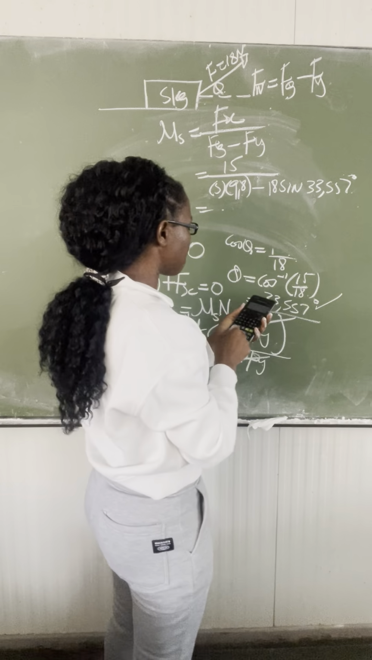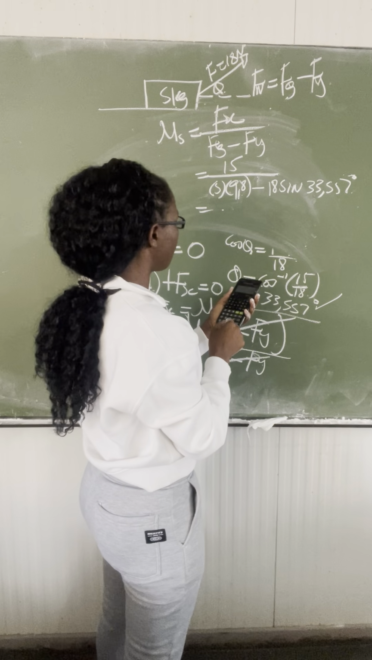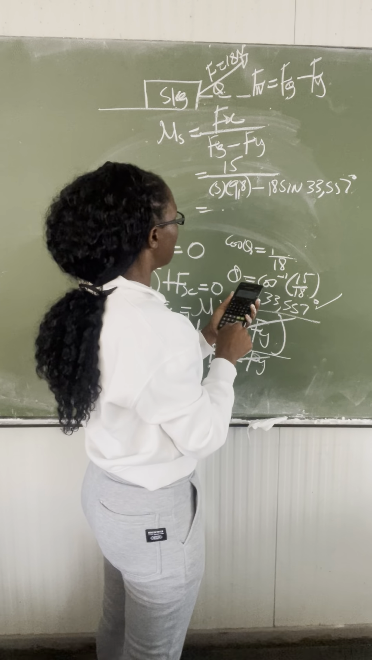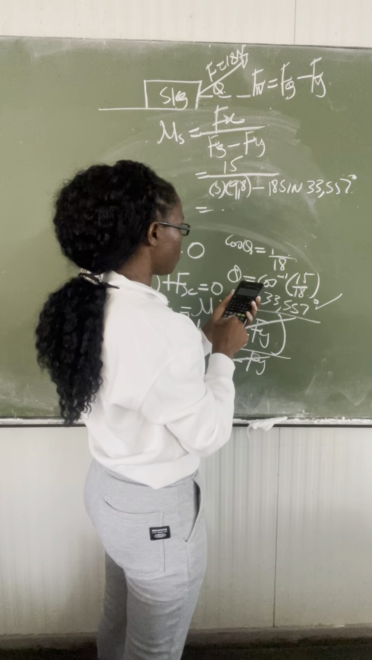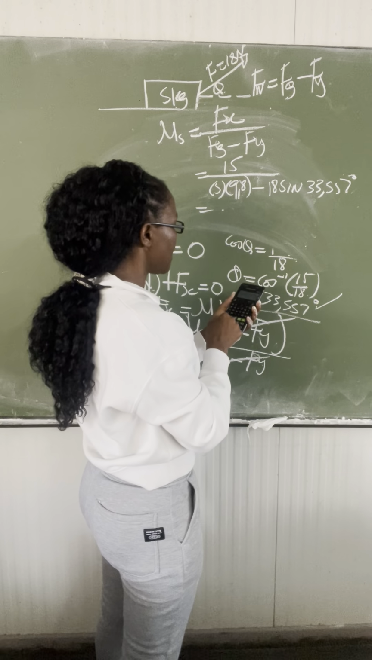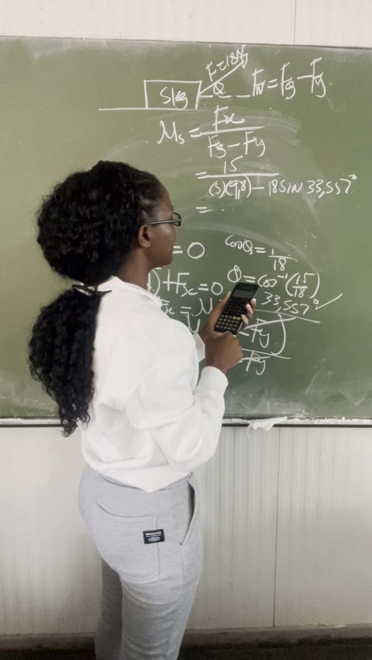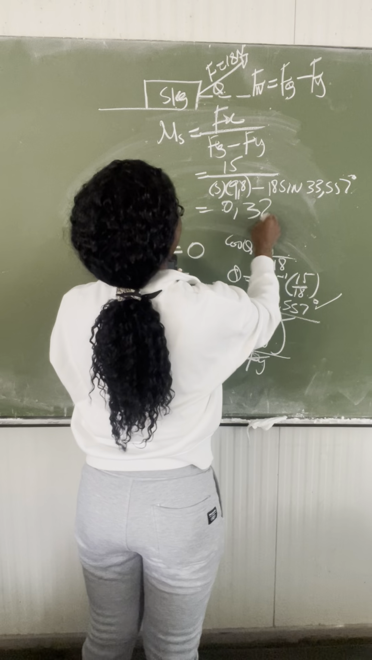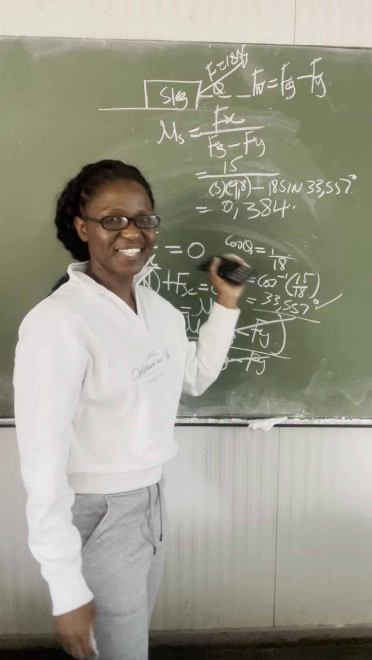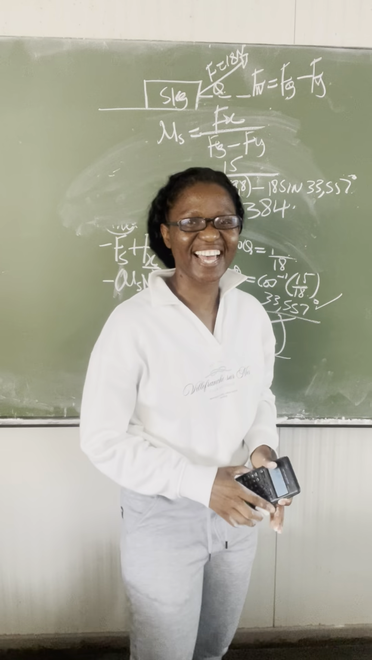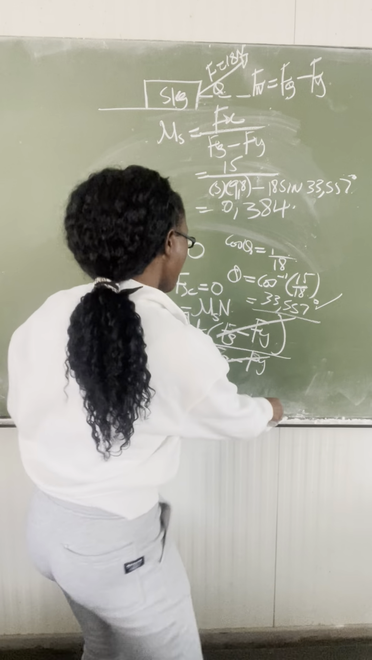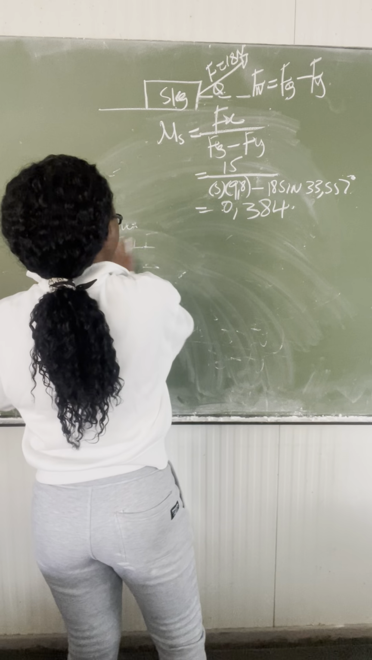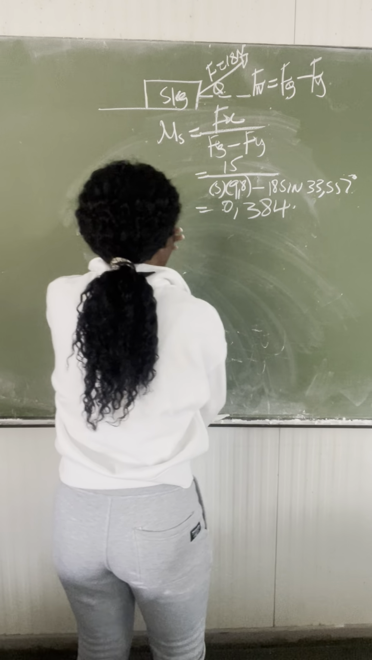This paper was very fair. Now it's 15 all over 5 multiplied by 9,8 minus 18 sine of 33,557. What are we getting? So our coefficient in this case is 0,384. So this is how you're supposed to attempt such a question. Again, the 5 marks was freely given to each and every learner.